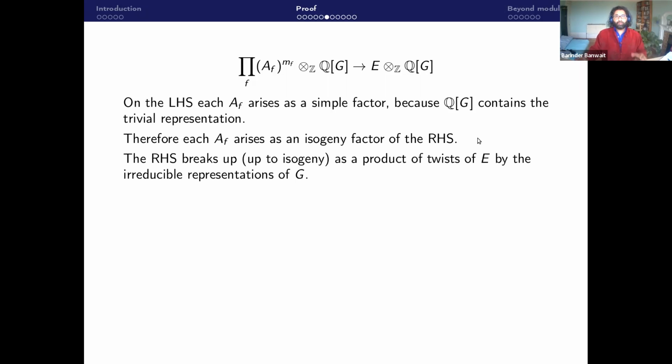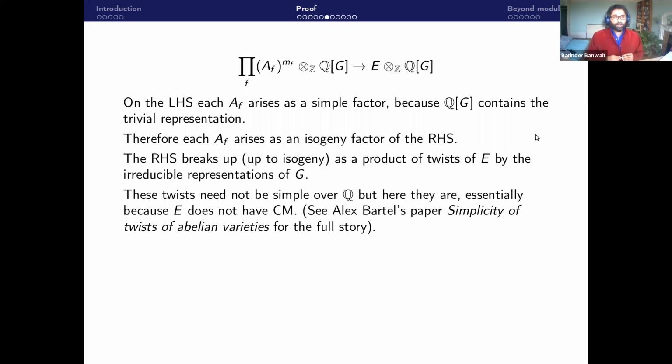Okay. But what do those look like? How can we identify the simple parts of the right-hand side here? So these will break up, up to isogeny, as products of twists of E by each of the irreducible representations in Q[G]. So we always have that decomposition by writing out Q[G], so like E tensor, I don't know, R, product over all of the irreducible representations R of G. But the thing is that they may not be simple over Q a priori.